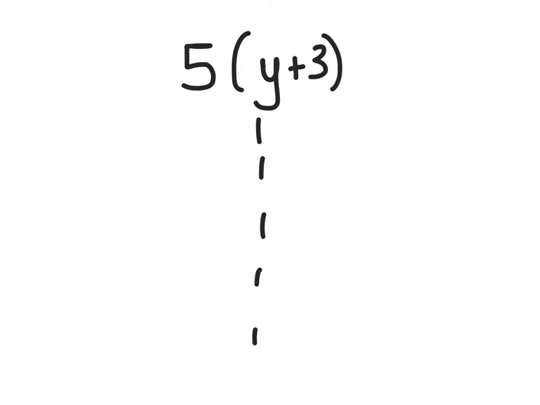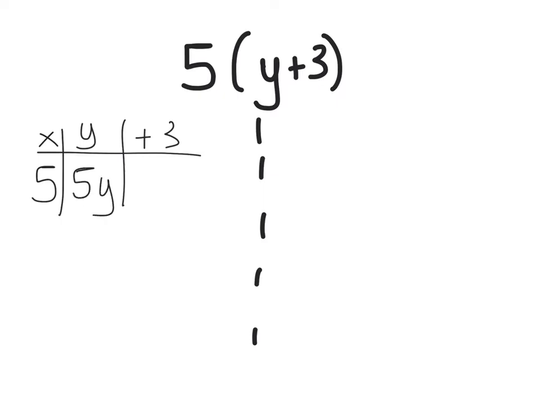The first method, as we looked at in class, was the grid method. So we'd set up our grid where we are doing 5 lots of y plus 3. And then I would do 5 times y to give me 5y. And then 5 times positive 3 to give me positive 15. And therefore, as an expansion, this is 5y plus 15.